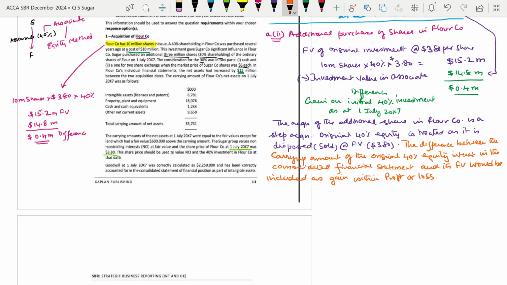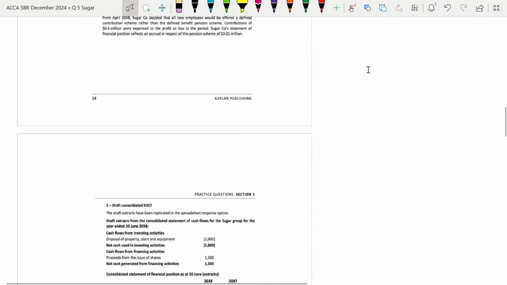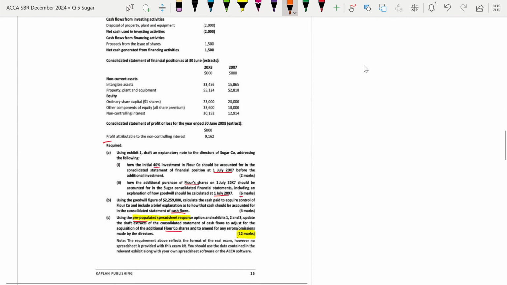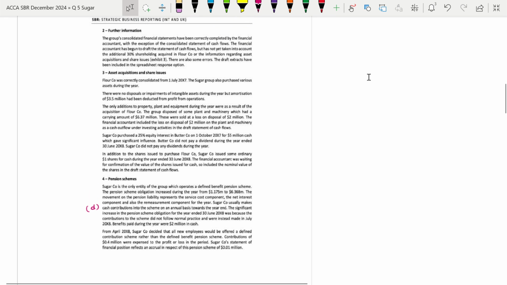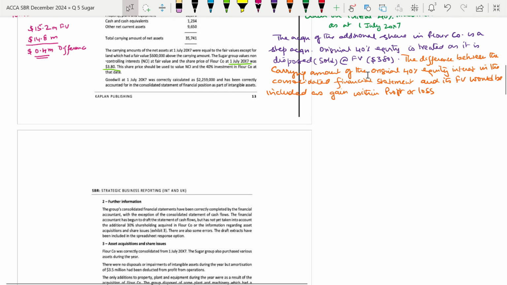Okay, fine. Next, what are they saying? Including explanation of how goodwill should be calculated on 1st January. How are you going to calculate that goodwill? When there is control, when you become a parent company, then only will you calculate the goodwill. Otherwise, you will not calculate the goodwill.